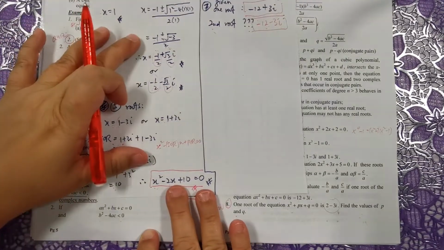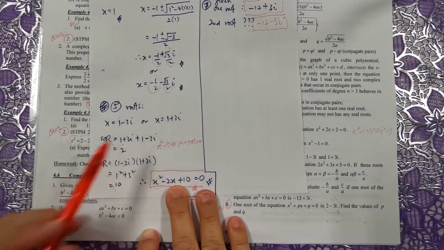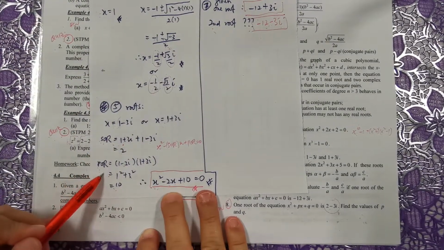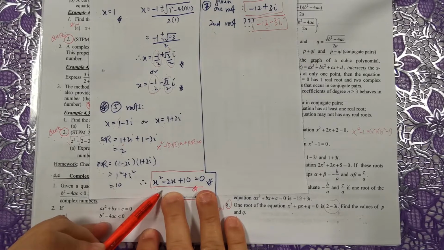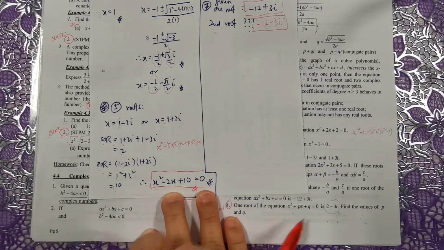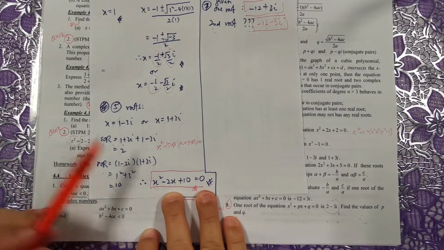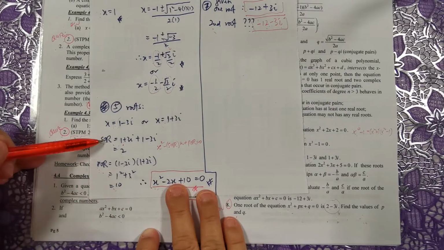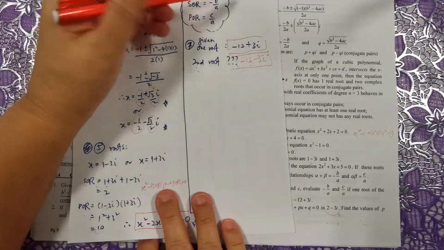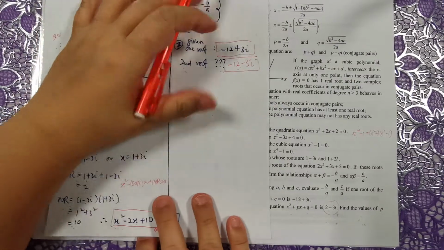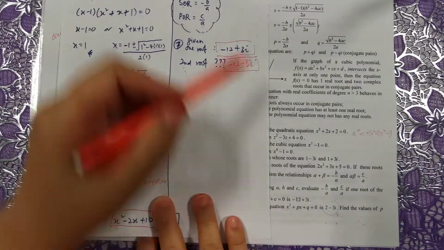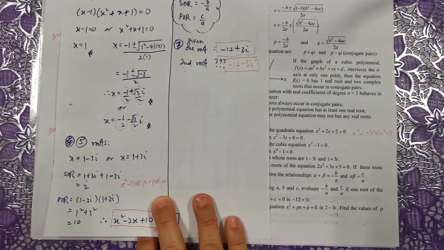Something like this, see? Since you have two roots, you find SOR, find POR, then you form your new quadratic equation. Then you compare, and you know what your P and Q are. Or if you don't want to do this, then after you calculate your SOR and POR, you equate them, so from here you get your b over a and c over a. Then from here, straight away, you get your P and Q already.